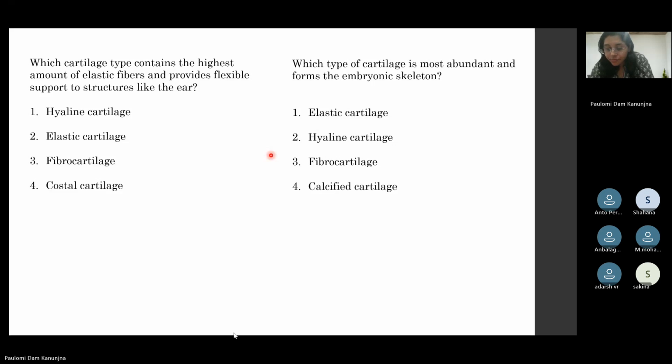Okay. So we have got answers for the first question. Take your attempt at the second question as well, because you've already identified one type of cartilage. Try to identify the other one.